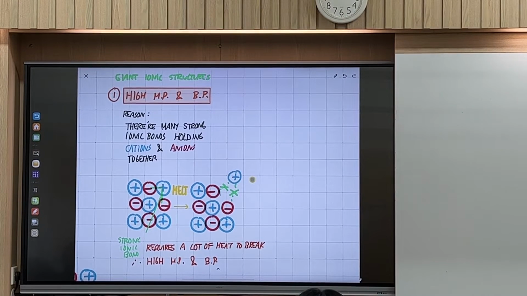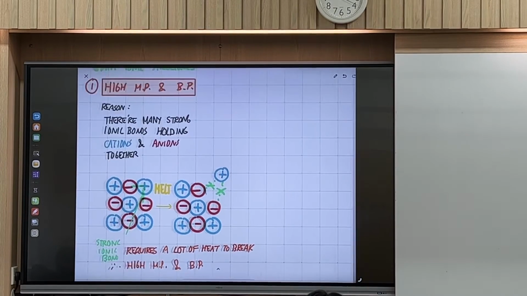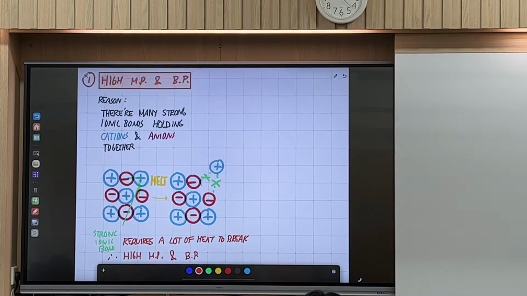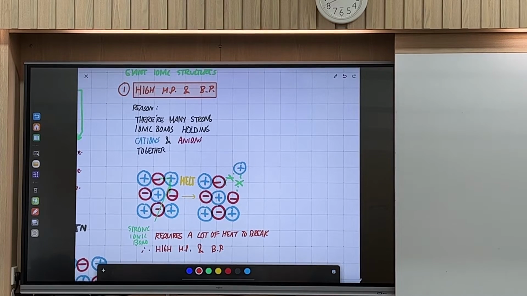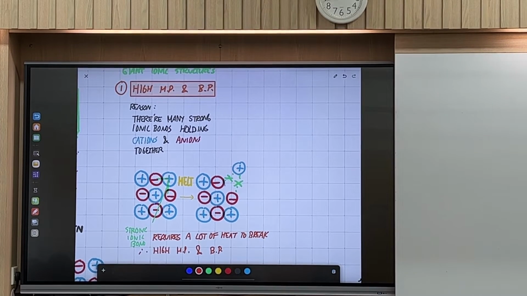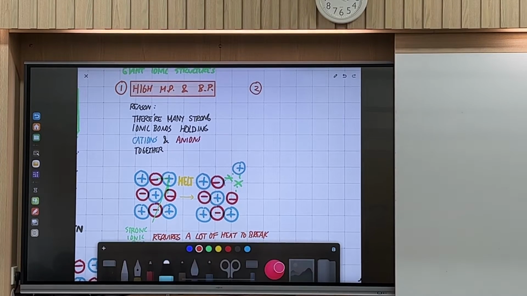Okay. What about the second property? Why are they hard but brittle? Well, first of all, a lot of students think that when something is hard, it must not break easily. Actually, diamond is the hardest naturally occurring substance, but it breaks easily. When you hammer diamond, you can easily chip it. So hardness and brittleness usually come together. Don't think that a hard substance must never break. The second feature that I want you to take note of is that they are hard but brittle.